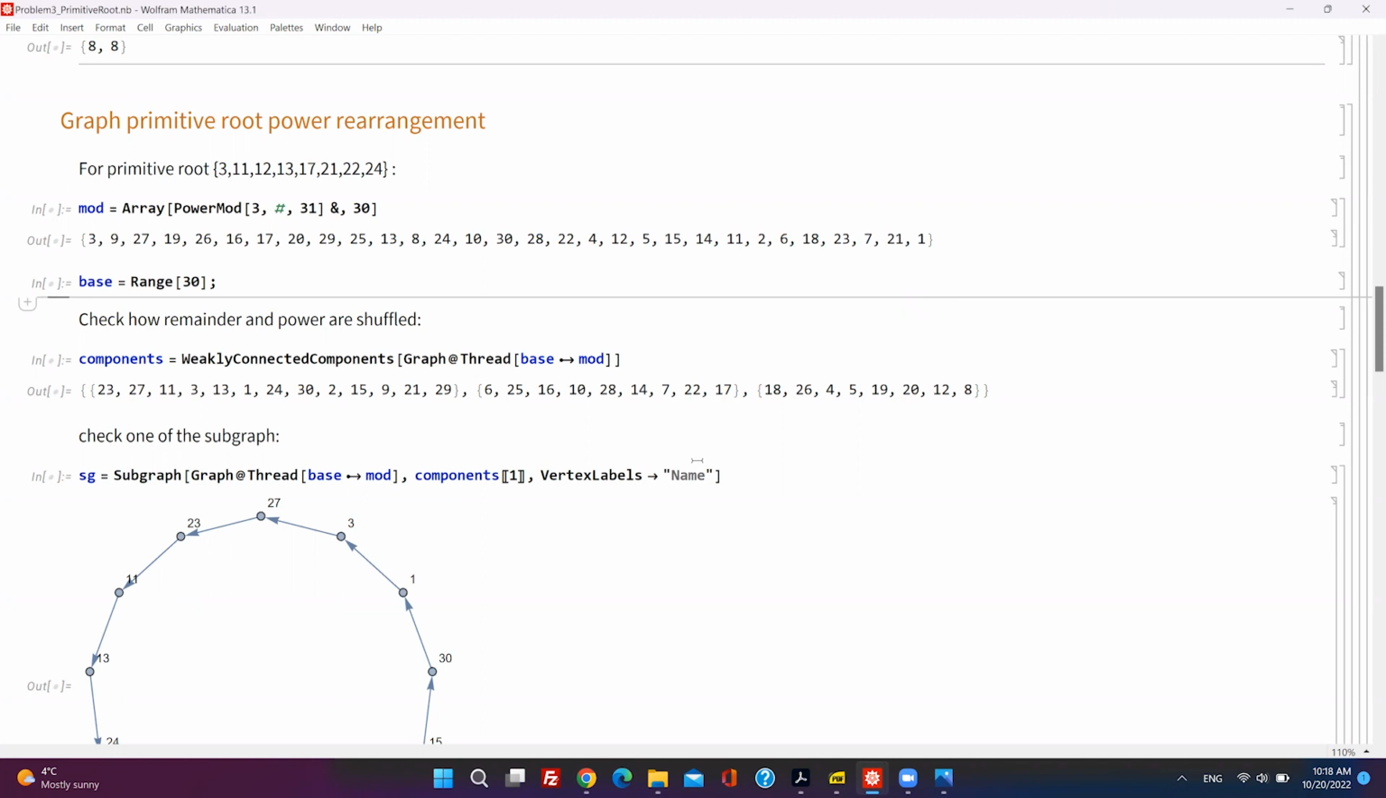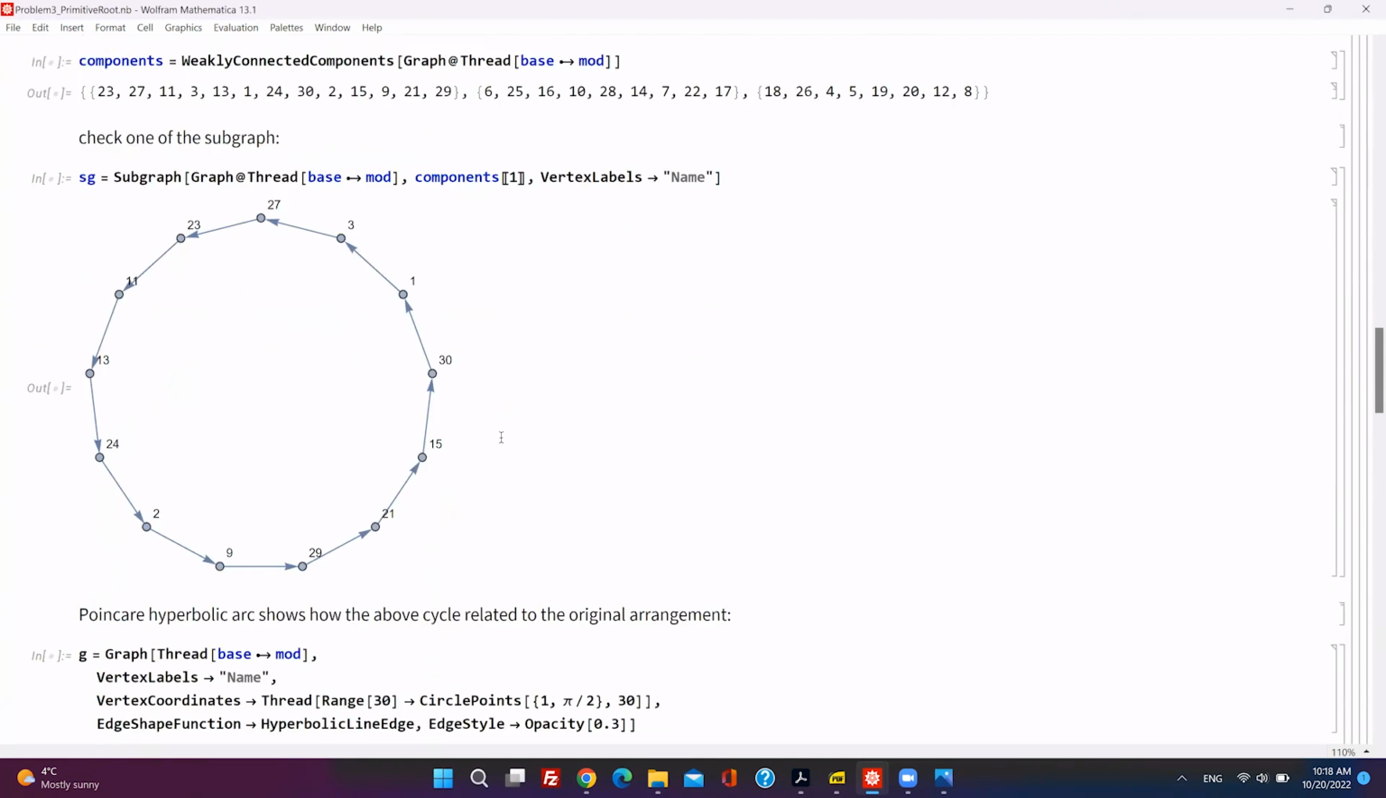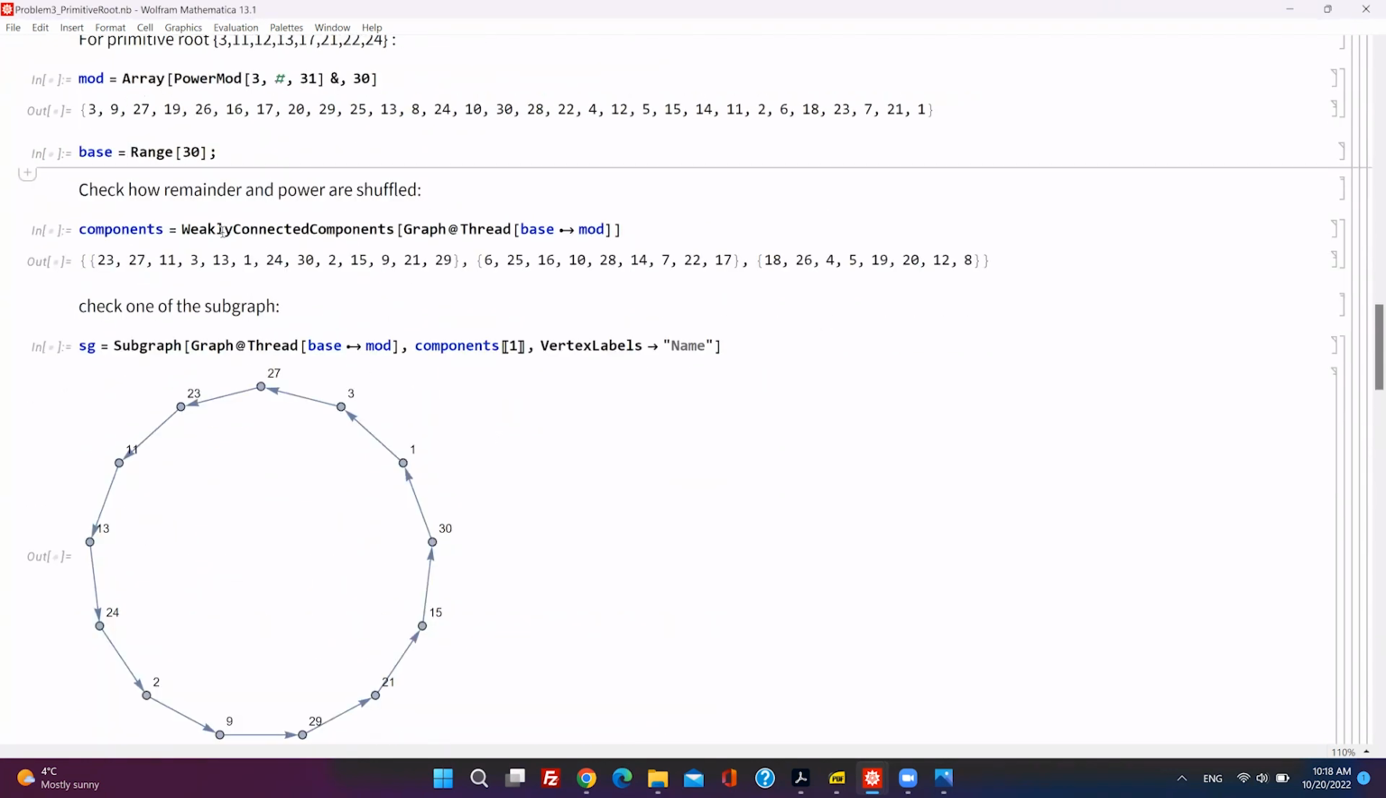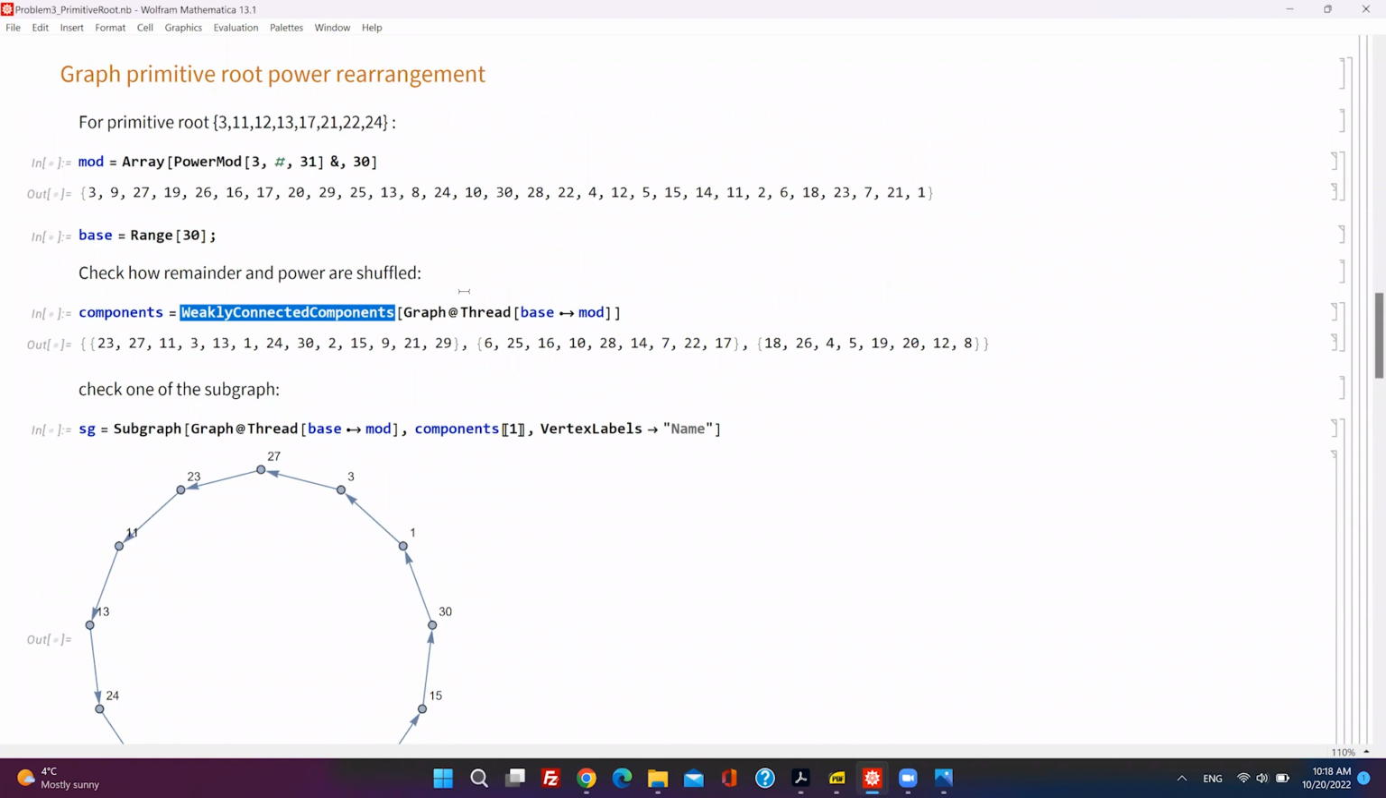So one of them is to use the weakly connected components based on the graph, because all the graph is basically 1 to, let's say, 3. You map the power. So you map the power to the eventual remainder. So 3 to the power of 1 is 3, and 2 is 9, and so on. So you have 1 to 30 and map to a rearrangement.